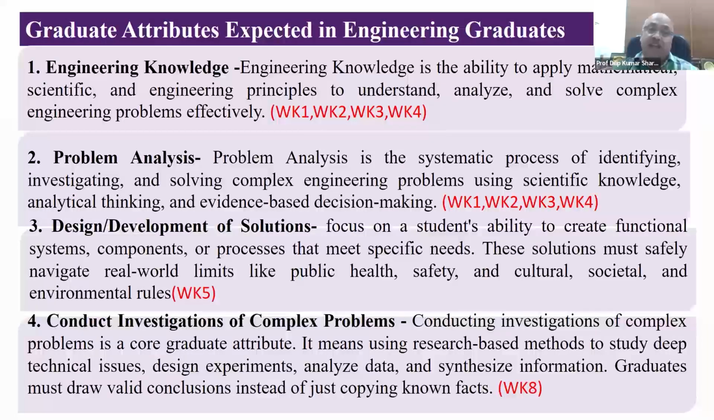This I took from the NBA manual. They define it exactly in the National Board of Accreditation Tier 1. So engineering knowledge I have already defined for you, and in the National Board of Accreditation template, they map this engineering knowledge with the knowledge and attitude profile WK1, WK2, WK3, WK4. That means whenever you are going to map, my dear friends, CO to PO, if you say graduate attribute 1, it means PO1.